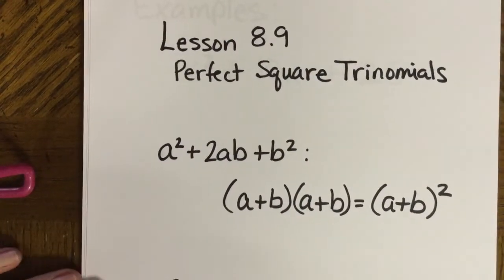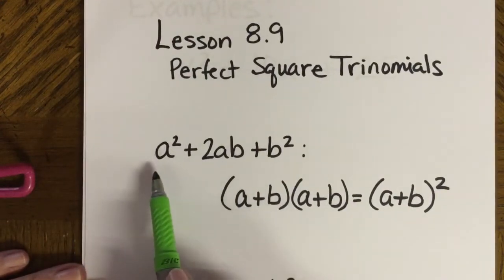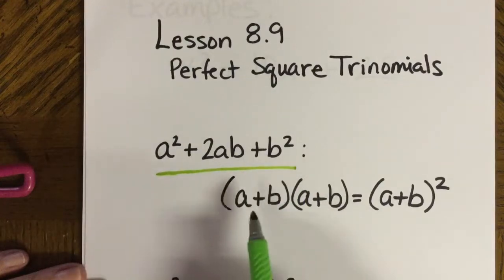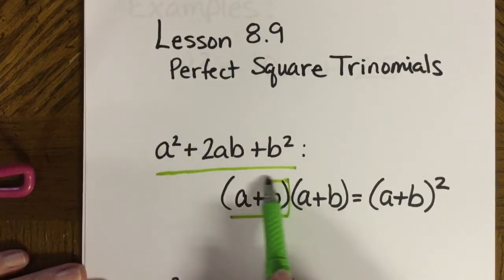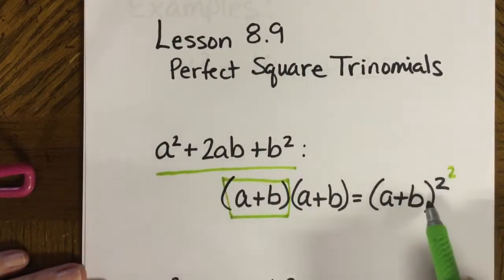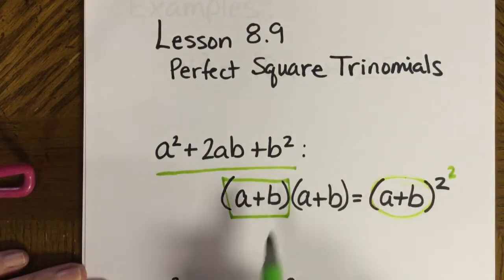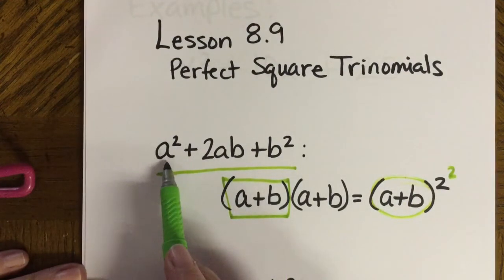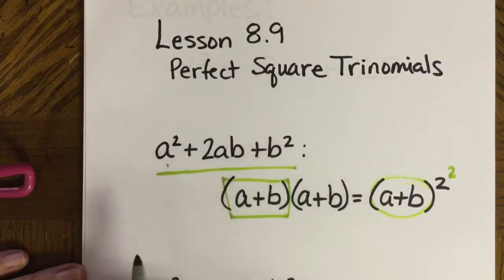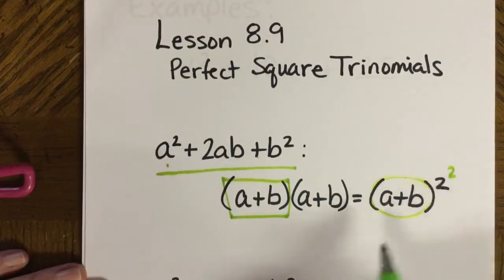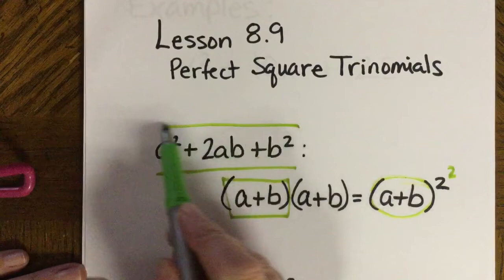All right, so lesson 8.9, perfect square trinomials. If you remember from lesson 8.4, we talked about special cases. Here's one of them. When I take the square of a binomial sum, my final answer is going to be a squared plus 2ab plus b squared. And I remember saying, hey, you should remember that. That's going to be really important.